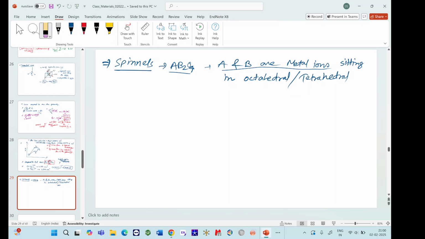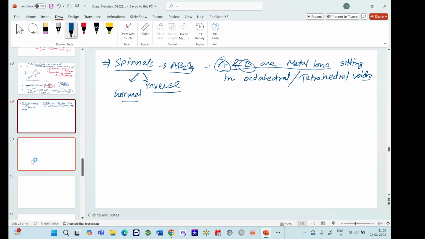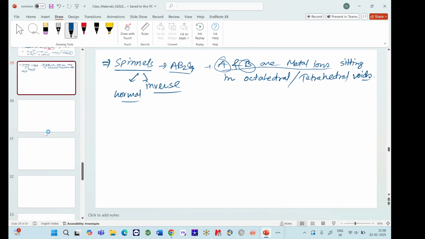Or a more appropriate term will be void. Okay. So according to that, where it is present inside the lattice, it can be normal or inverse. So all these things will be covered in week 3. So maybe next lecture we'll discuss all of this. And now let us solve some of the questions.